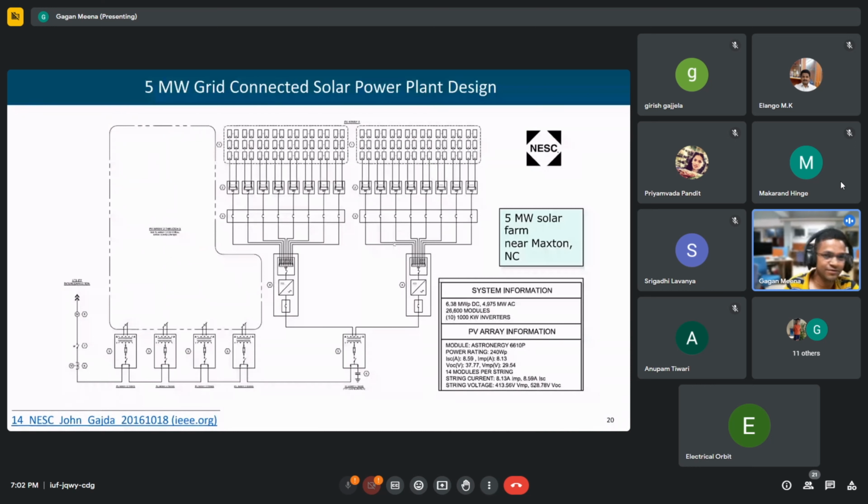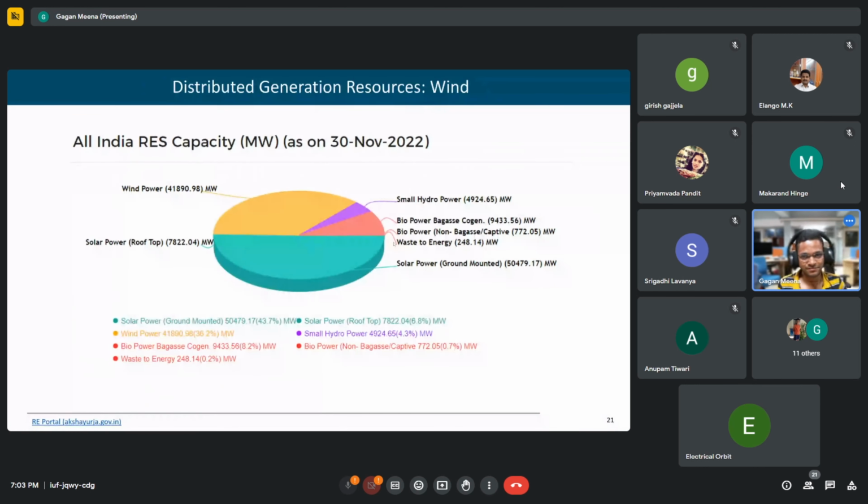This is another example of a 5 megawatt grid connected solar power plant. I have taken this from an IEEE presentation. This is also displaying the same thing. We can go to the Akshay Urja portal and check. They always update it. Actually, I forgot to update this. Now we can see up to June 2023 also.